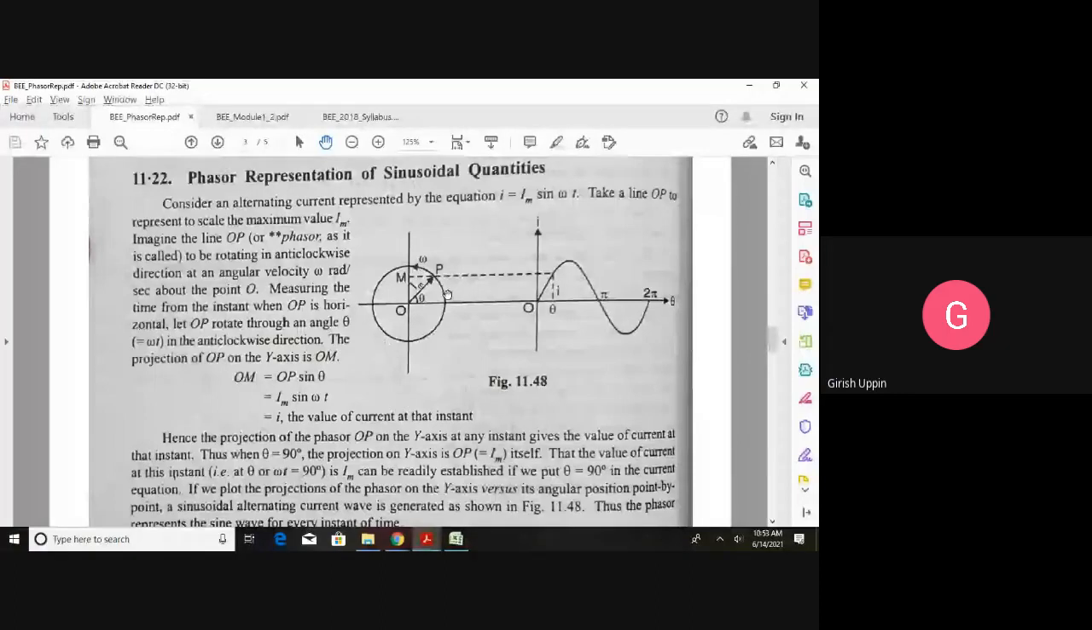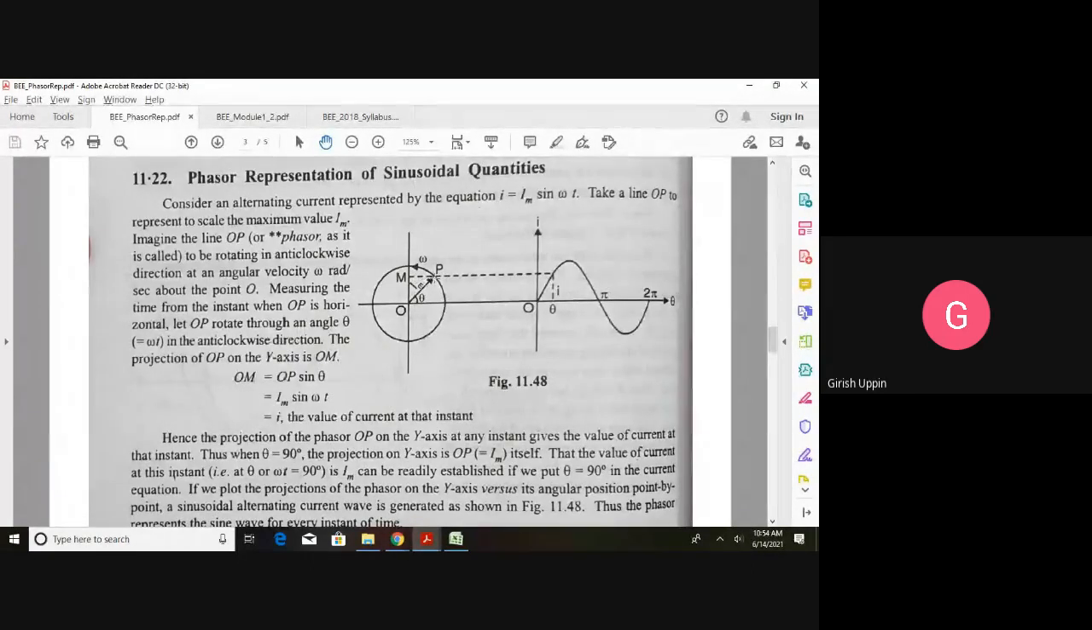With that understanding, initially the phasor is at this position and the angle theta is 0. When the angle is 0, I will draw an x-axis and y-axis and do the projection. What is the projection now? It is 0. Now I will take an angle of theta, so this phasor is rotated through an angle theta.